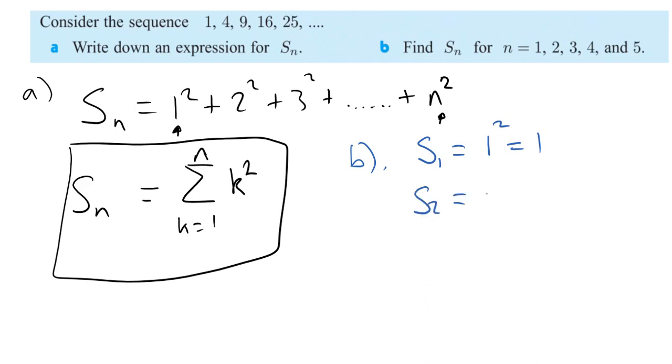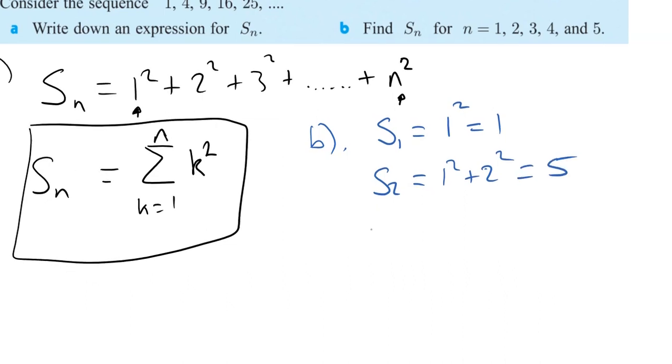S2 is going to be 1 squared plus 2 squared. Well, that's going to be 5. S of 3 is 1 squared plus 2 squared plus 3 squared. Well, that's the original 5 plus 9. So we're going to have 14 there.